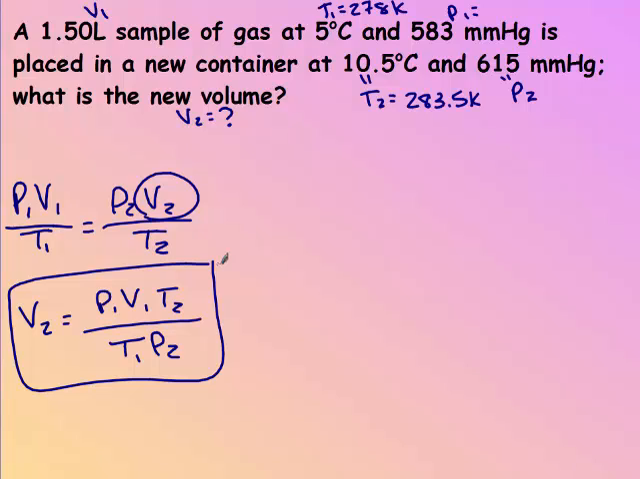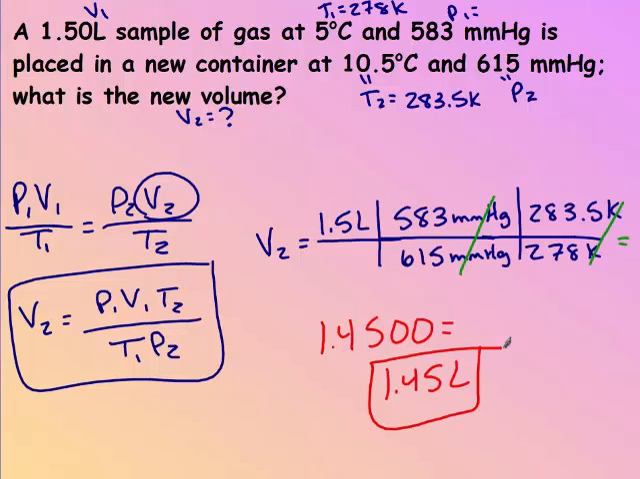I'm going to pause the video, plug in your values, and then restart to see if you've got the correct answer. So you should have gotten 1.45 liters. If you didn't get 1.45 liters, pause and look at the equation and see where you messed up. If you have those same values, then re-plug it in the calculator.